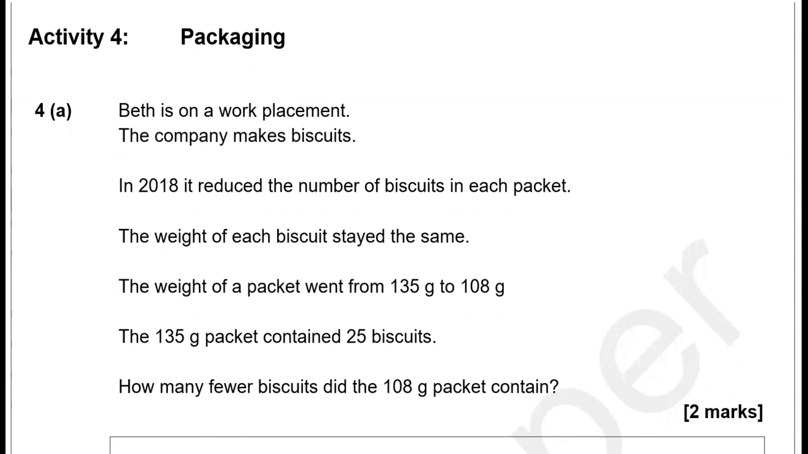Activity 4, packaging. Beth is on a work placement. The company makes biscuits. In 2018, it reduced the number of biscuits in each packet. The weight of each biscuit stayed the same. The weight of a packet went from 135 grams to 108 grams. The 135-gram packet contained 25 biscuits. How many fewer biscuits did the 108-gram packet contain?